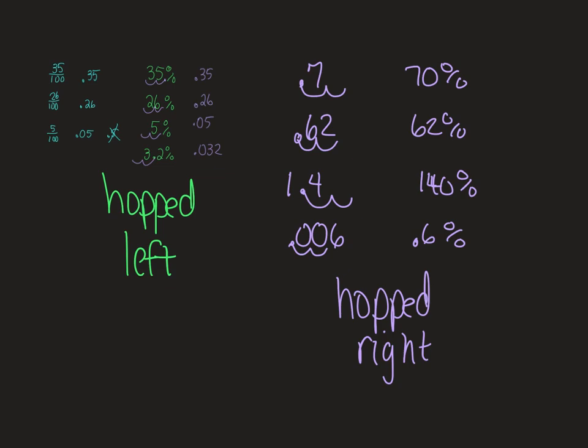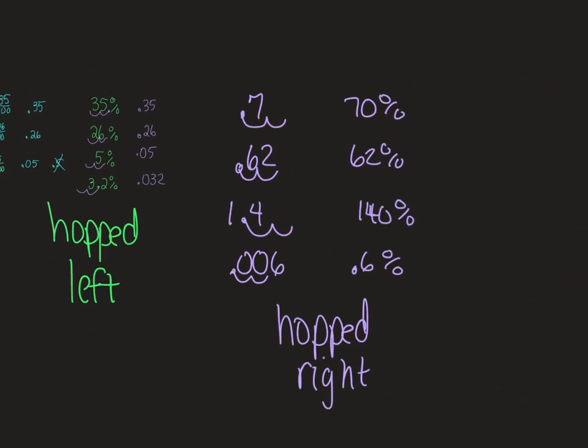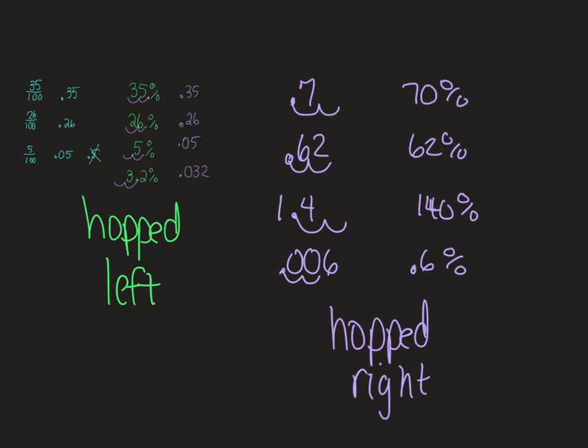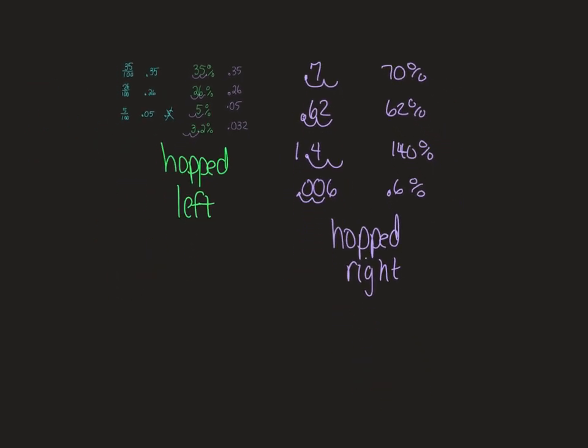So let's recap. Over here, we hopped to the left. Over here, we hopped to the right. Here, we started with the percent and we were making a decimal. We started with a decimal, we were making a percent. I have kind of a cute way of remembering which direction you hop. If you want to make something a decimal, the letter D looks like that. And if you want to make something a percent, the letter P looks like that.